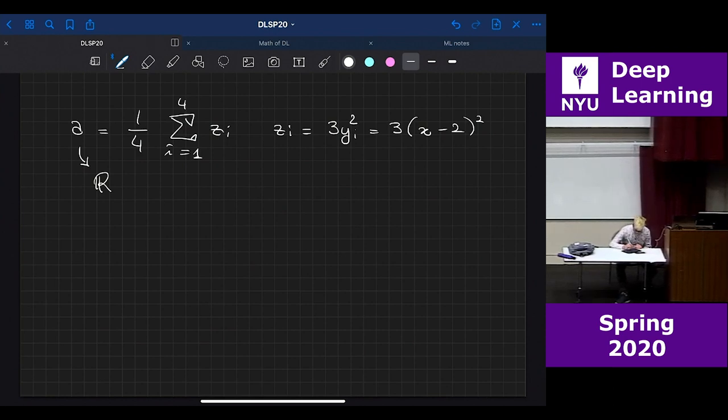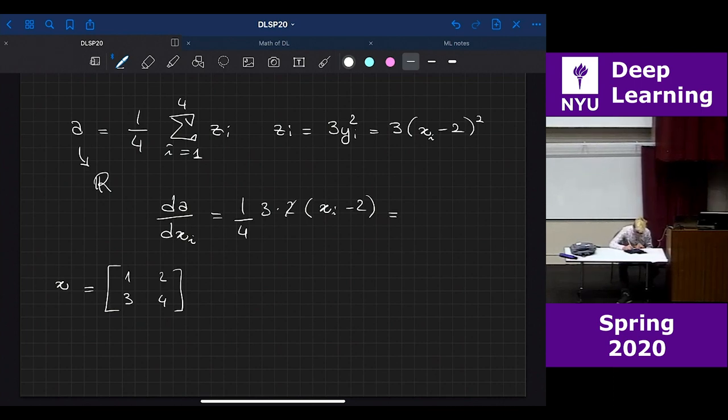All right, so now we can compute dA over dx. So how much is this? You're going to have 1/4 that comes out from here. And then let's take the derivative with respect to the x_i element. I plug inside the z_i, I have 3 y_i squared, and this is going to be 3 (x_i minus 2) squared, right? So this 3 comes out here, the 2 comes down as well, and then you multiply by (x_i minus 2), right? So far it should be correct. Okay, fantastic. All right, so my x was this element here. Actually, let me compute as well this one. So this one goes away, this one becomes true. This is 1.5 times (x_i minus 2).